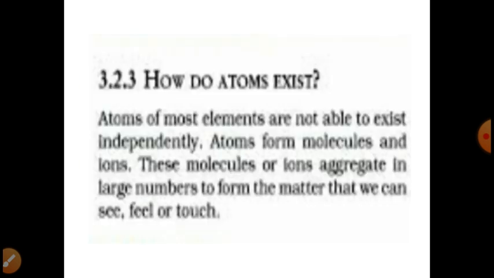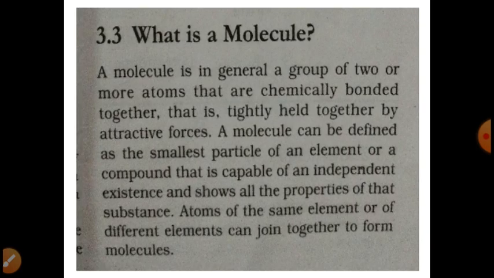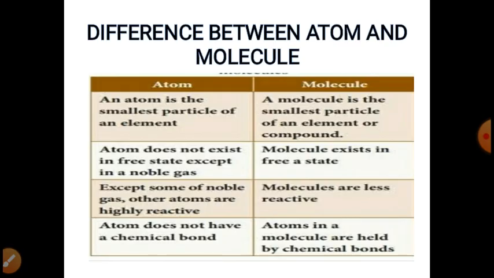Now let us study how atoms exist. Atoms of most elements are not able to exist independently. Atoms form molecules and ions. So let us start with what is a molecule. A molecule can be defined as the smallest particle of an element or a compound that is capable of an independent existence and shows all the properties of that substance.